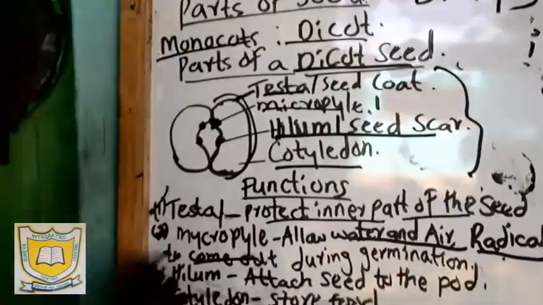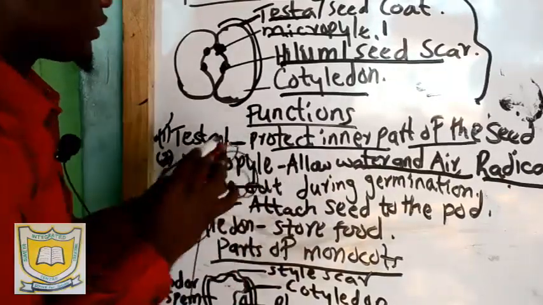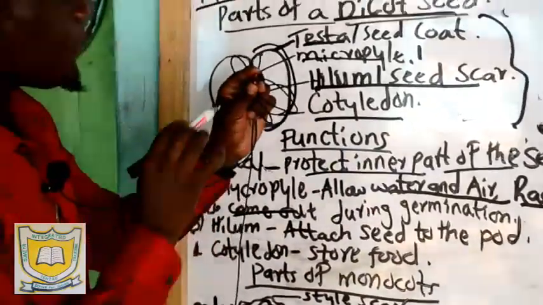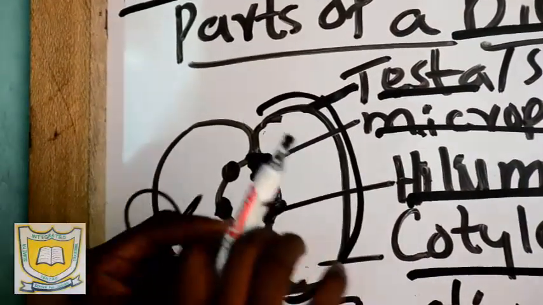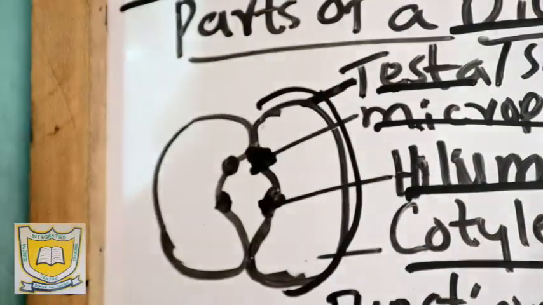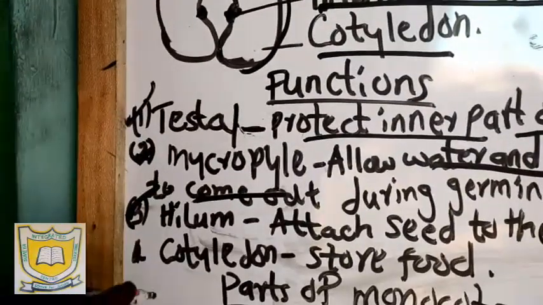We move to the third part, which is the hilum. Now the hilum attaches itself to the pod. This part here, the smaller part in the seed of a bean seed, is what we call the hilum. Now this one attaches itself to the pod. When you open the pod, you will get that part here, which is called the hilum.